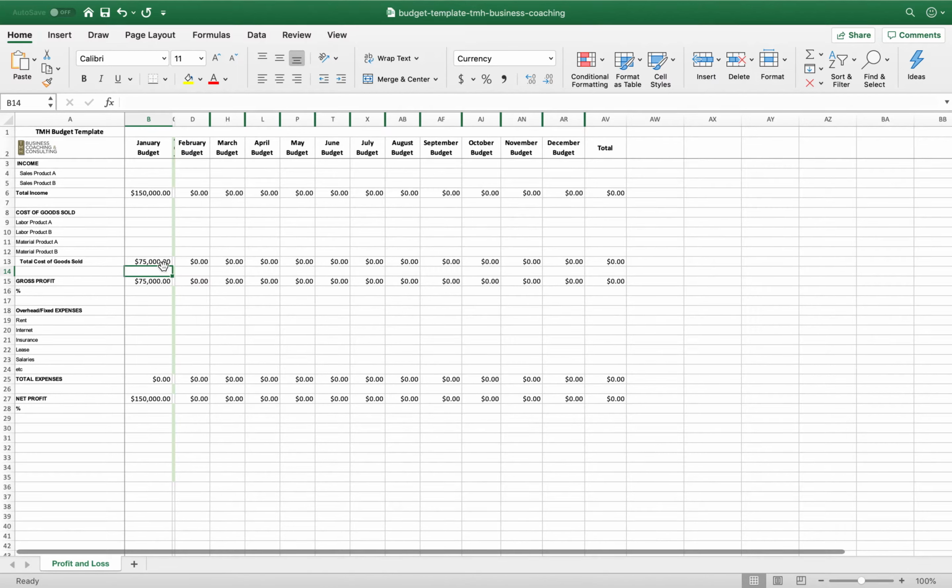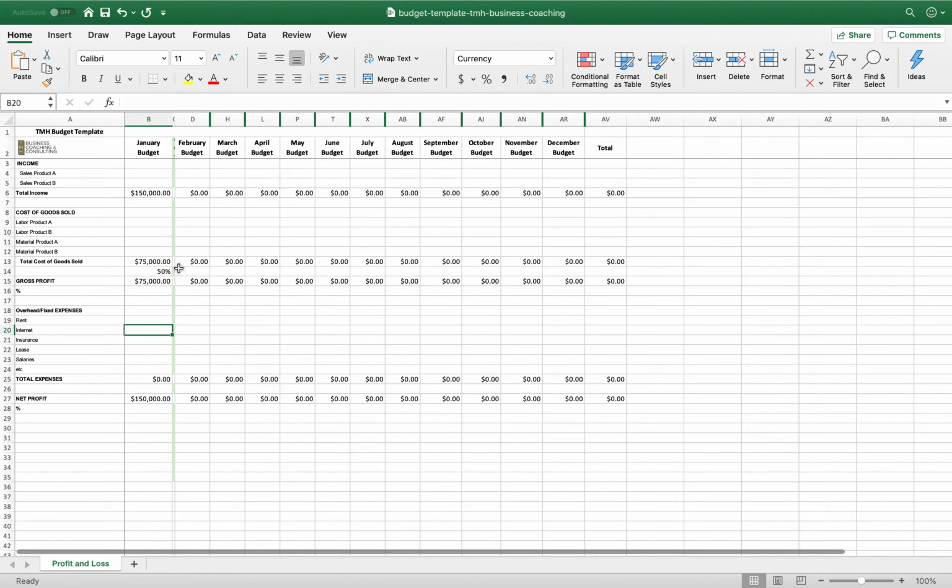Now, I estimated $75,000 cost of goods by saying that it's probably about half of your revenue. But what you should do here is go back to your last year, last 12 months, last few months, and look. Take this number, your total cost of goods sold, divide it by your revenue, and see what percentage it is. So you can see here that $75,000 worth of COGS is 50% of our total income.